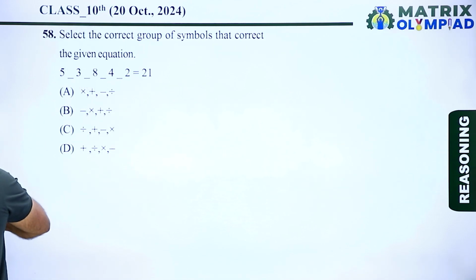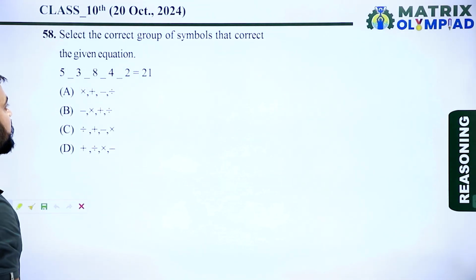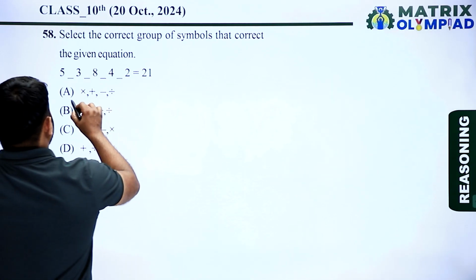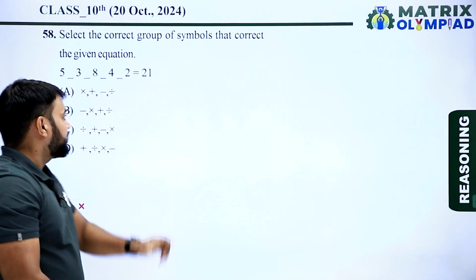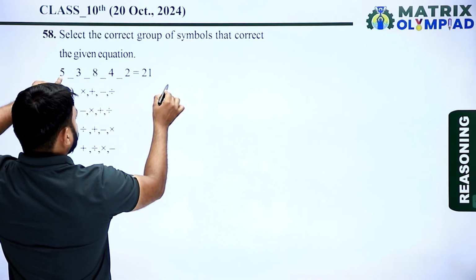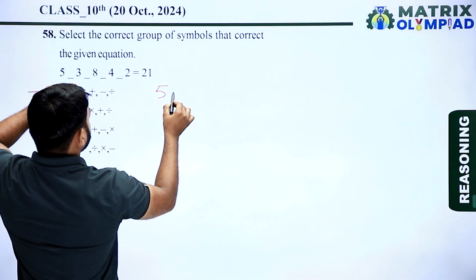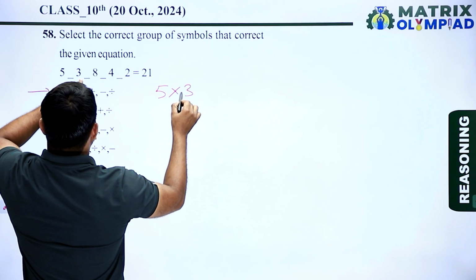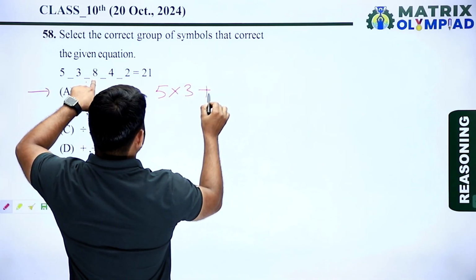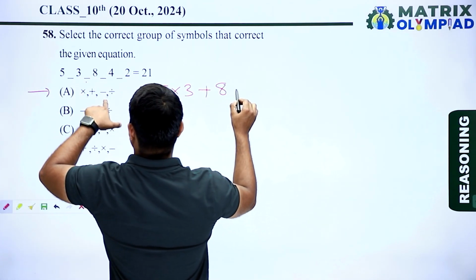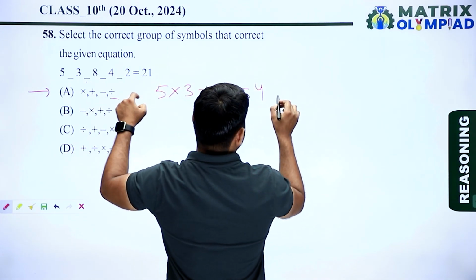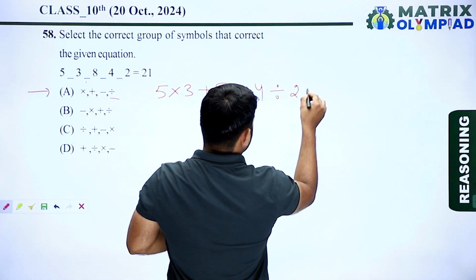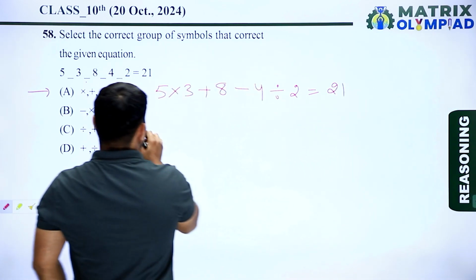So now the next question is question number 58. Select the correct group of symbols that corrects the given equation. So first taking option A. According to option A, 5, first blank means multiply, 3. Second blank means plus, 8. Third blank means minus, 4. Fourth blank means divided by 2 is equal to 21.